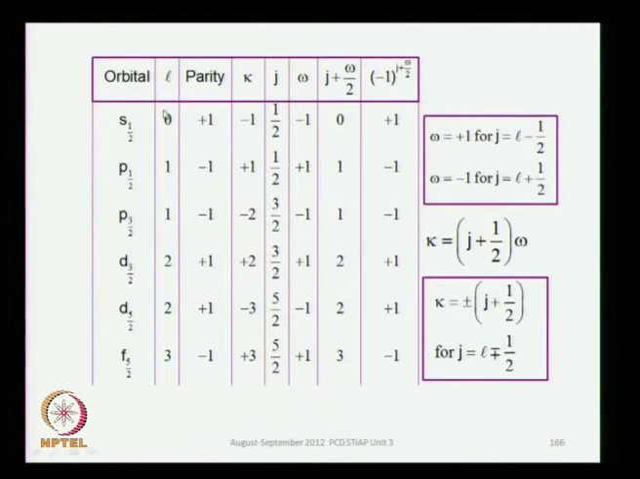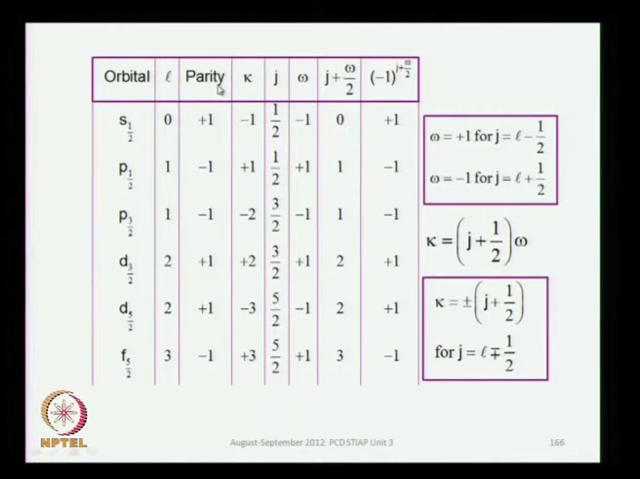And if you now look at the quantum numbers for various atomic orbitals, look at the first column, these are the atomic orbitals that you work with, s 1/2, p 1/2, p 3/2, d 3/2, d 5/2, f 5/2 and so on, right. They have the orbital angular momentum quantum number. So, L is equal to 0 for s, 1 for p, again 1 for p, 2 for these two d's, 3 for f and so on.